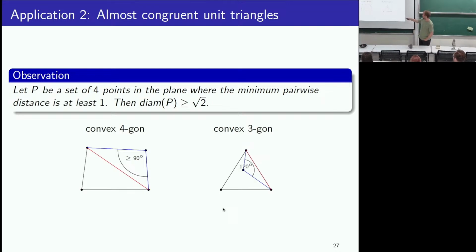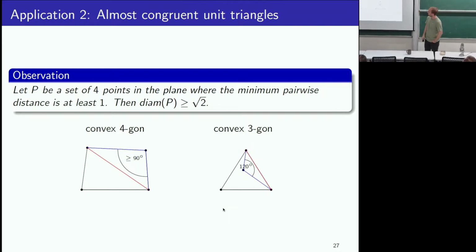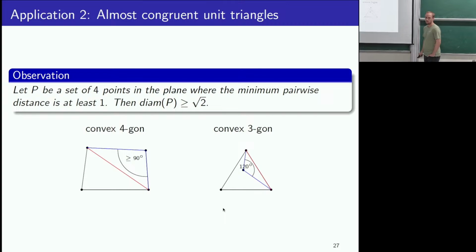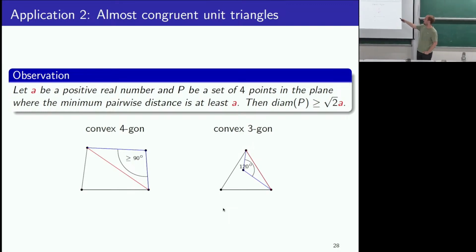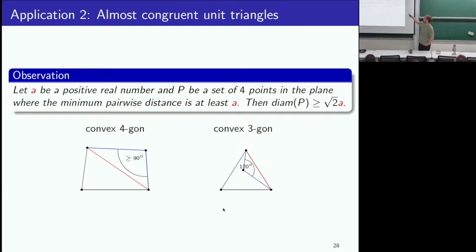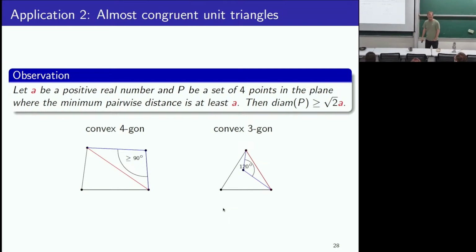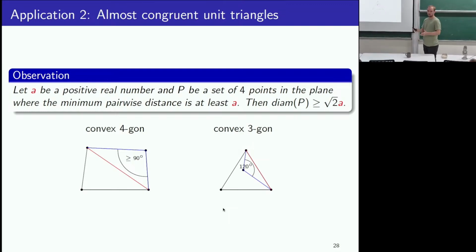And in the other case, we even get something better. We take the point in the center and realize one of the angles is at least 120 degrees, but we know this blue side is at least 1. So the red length here has to be, in fact, even a little bit more than that, square root 3. Yeah, but that was an elementary observation. And let me mark here that this scales. So if we have 4 points in the plane with minimum pairwise distance, say a, instead of 1, then the diameter is at least square root 2 times a. Alright, so now we have 2 tools, we want to put them together.